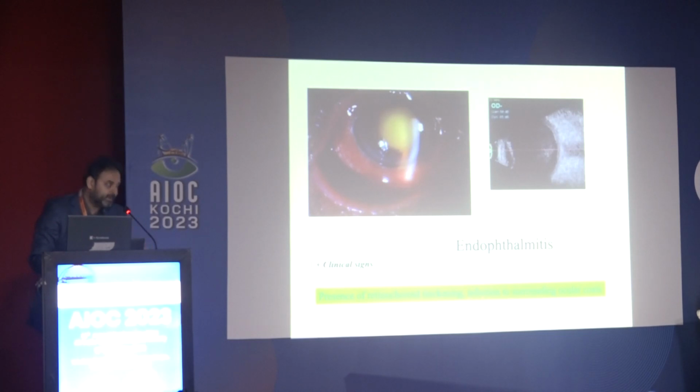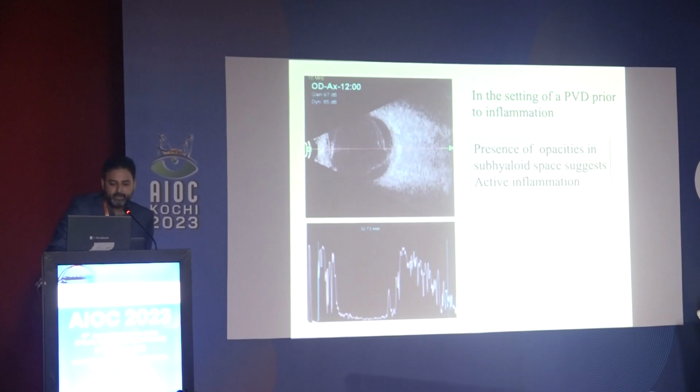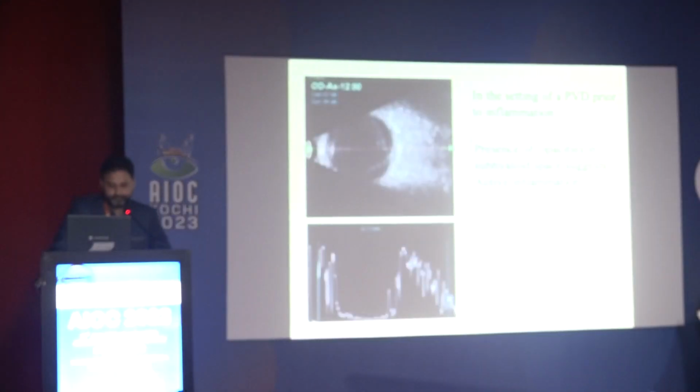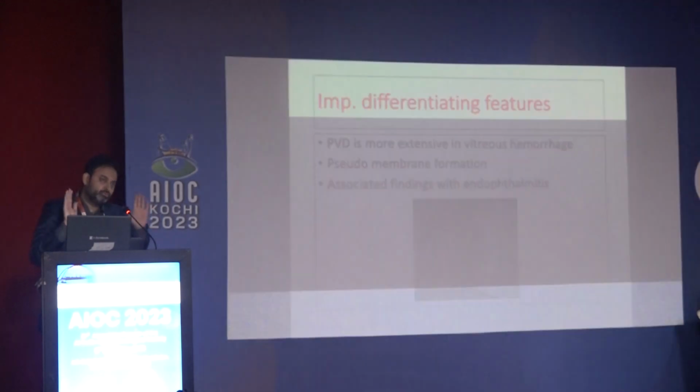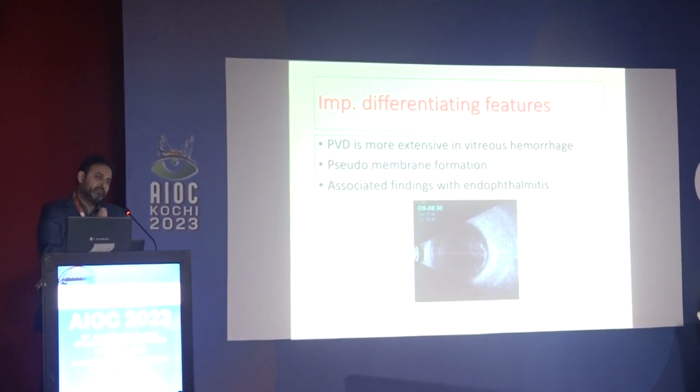or the media will be opaque, and you'll need to make a differentiation, especially when it's this versus old blood, when the blood is also yellow looking. So those are some of the pointers that might help you. Now, I'm going to skip that. So the important differentiating features between this is that PVD is more extensive when there's a vitreous hemorrhage.